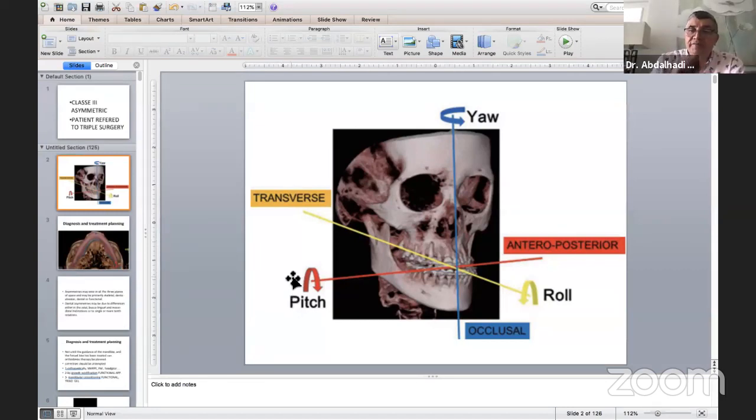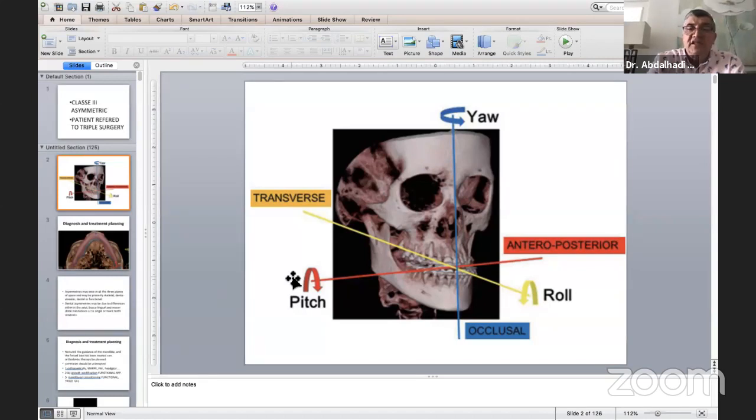And now, this case that I want to present to you is a case already finished by 2 other orthodontists, and they referred him to surgery. It's a complex, heavy case of asymmetry. I want to speak a few minutes about what is asymmetry, and then I show you the case.